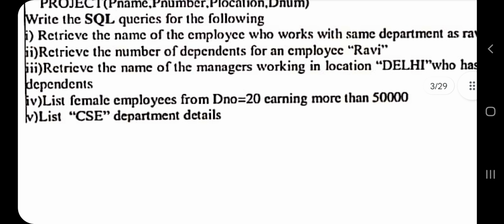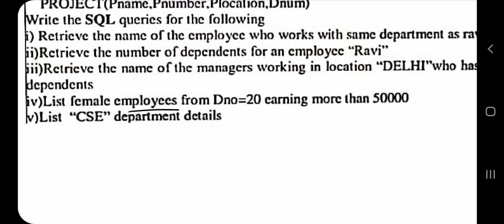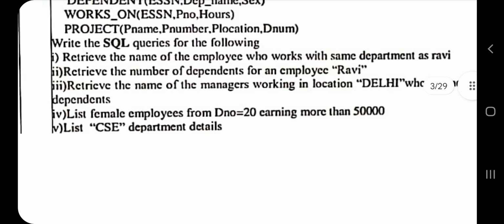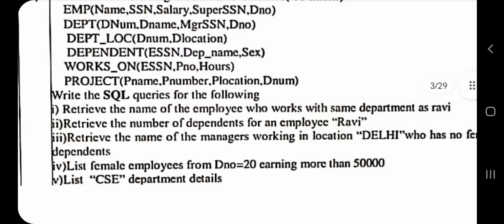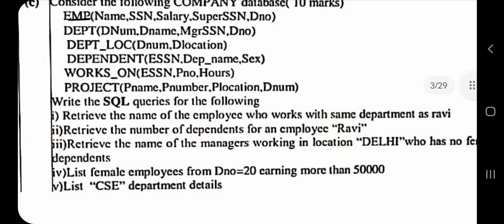And coming to the fourth one, list the female employees from D number 20 earning more than 50,000. What you have to select? The female employees, meaning the names. So where will you get the names? Names are in the employee table. Select name from employee where D number is equal to 20 and salary is more than 50,000. So that's all you have to do.